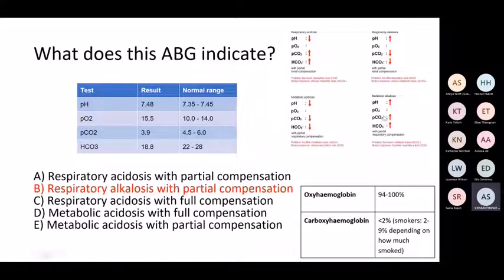And I just wanted to touch on this, because this is your carbon monoxide case. Your oxyhemoglobin should usually be between 94 to 100%. Sorry, and your carboxyhemoglobin should be under 2%. And it can go up to 2 to 9% in smokers, but if it's over 10%, then you would want to suspect carbon monoxide poisoning.